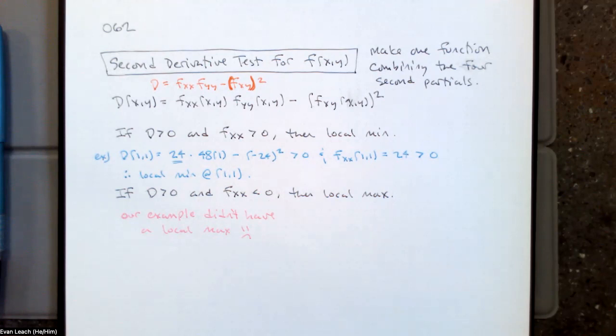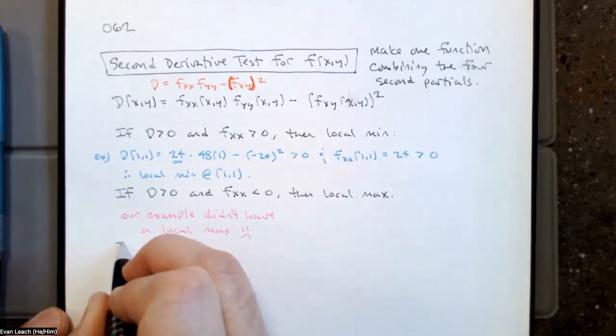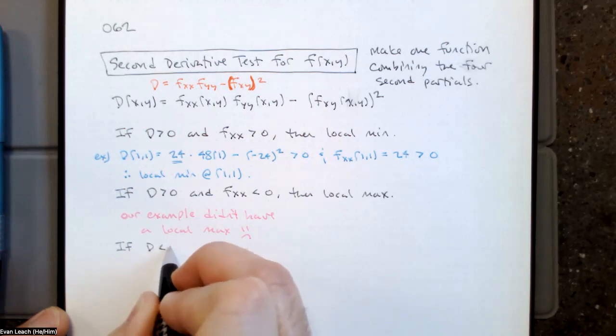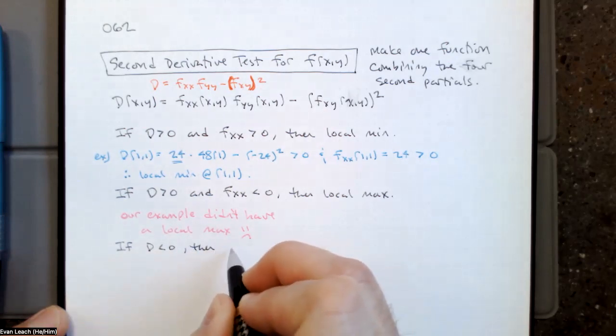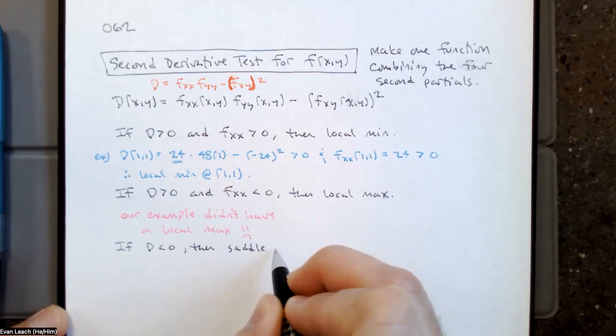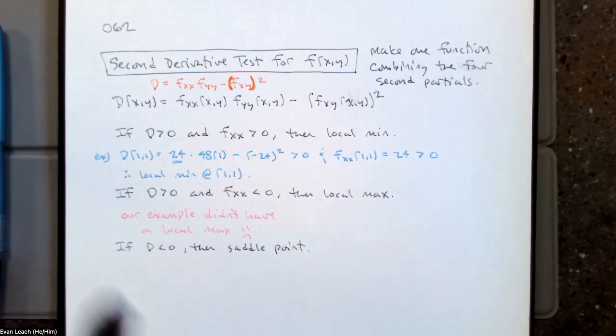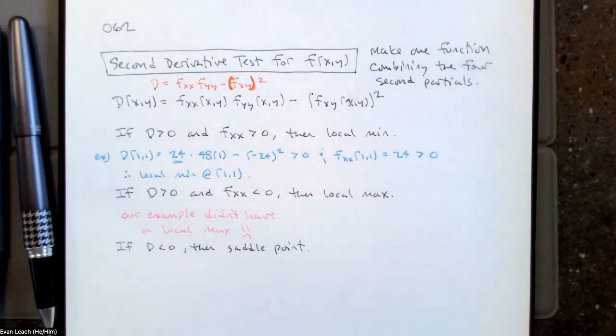There's a third thing that can happen. If this d function comes out negative, then we have a saddle point. It's a maximum in one direction and a minimum in the other. If d shows up as negative, then we just stop. We don't even bother looking at the individual derivatives. We just got saddle points.